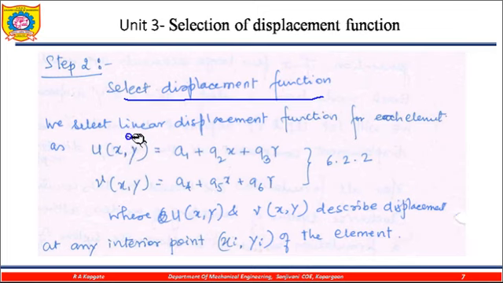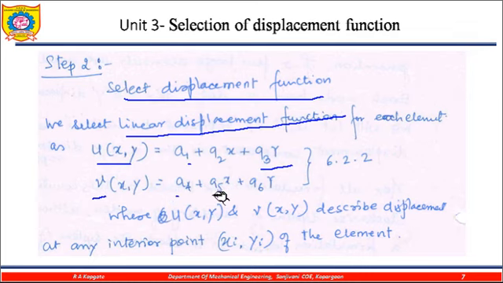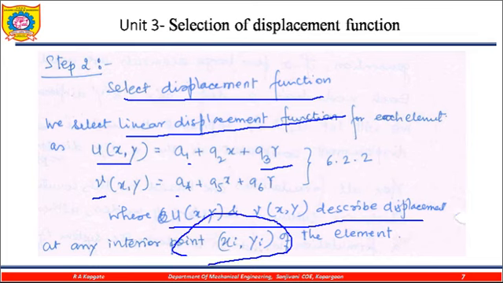If I am considering the linear displacement function, then u(x,y) is equal to a1 plus a2x plus a3y, and v(x,y) is equal to a4 plus a5x plus a6y. Here u(x,y) and v(x,y) describe the displacement at any interior point (x, y) of the element.